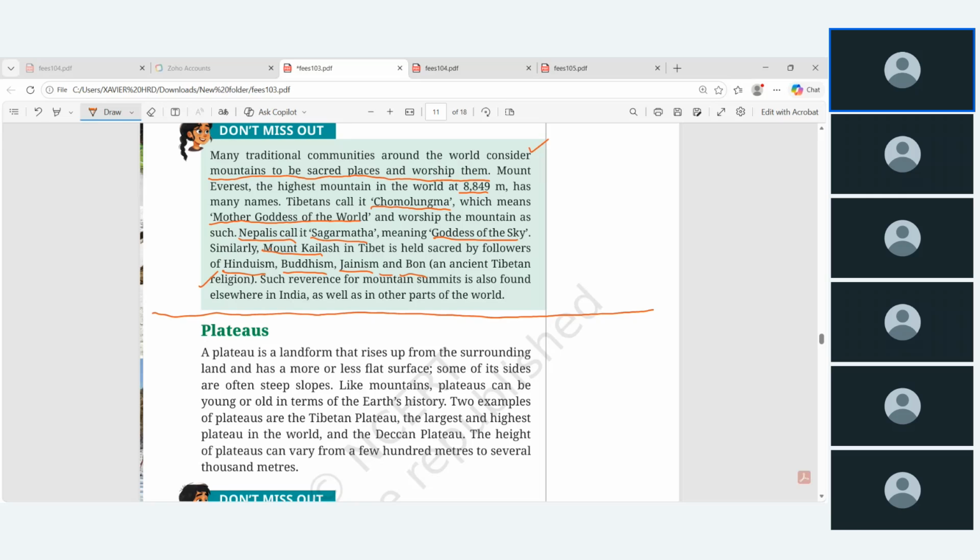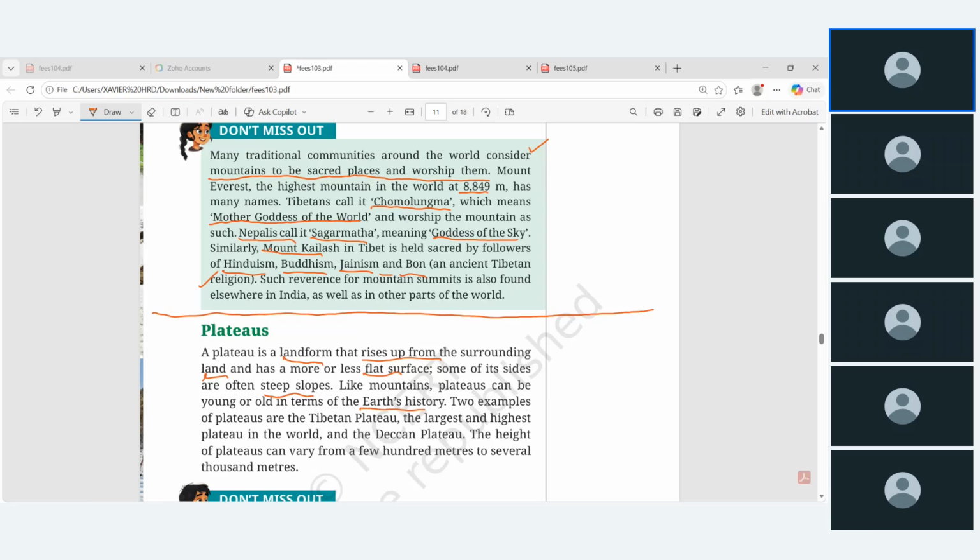In the definition you can read here, a plateau is a landform that rises up from the surrounding land and has a more or less flat surface. Some of its sides are often steep slopes. Like mountains, plateaus can be young or old in terms of earth history. And mountains நம்ம நேத்து பார்த்தோம். So the Himalaya is a young folded mountain. And the oldest mountains in the world, which are also in India, is the Aravalli range we saw yesterday. Okay, so எப்படி mountains வந்து old mountains and young mountains சொல்றோமோ, அதே மாதிரி similarly we are having the plateaus also, young and old plateaus.